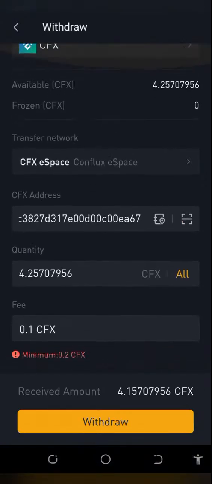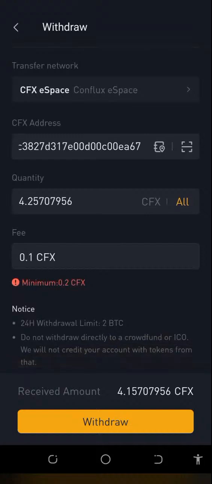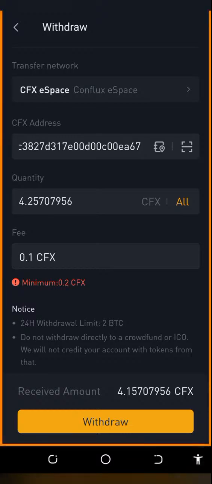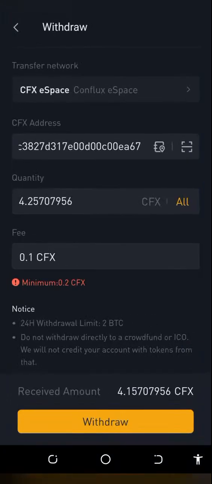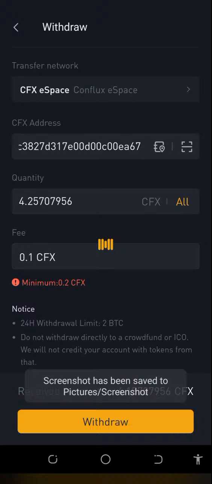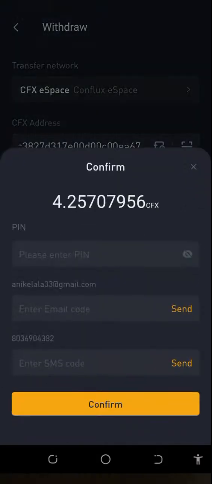Everything looks good. What do we get? 4.15. Good. And I knew we were going to lose some money, but that's fine. The fee is 0.1 CFX. Okay, great, no problem. As long as I get my money out, good. I mean, all we were just doing was risking $1, right? So let's go ahead. What did it say? Okay. So I'm just going to put in all my details and I'll see you on the other side.